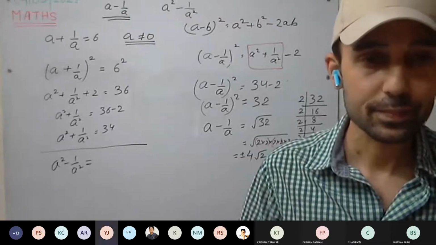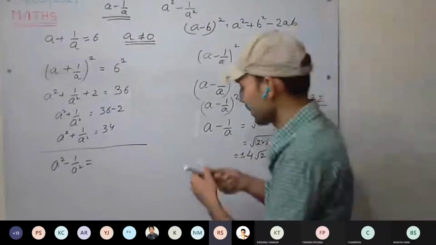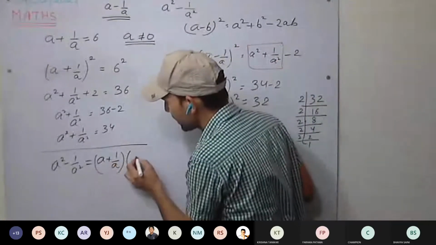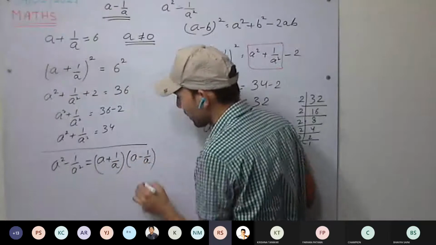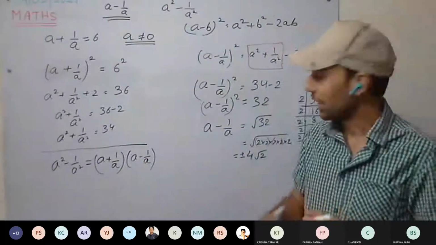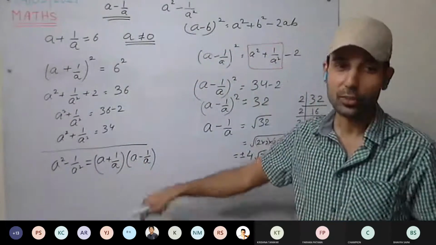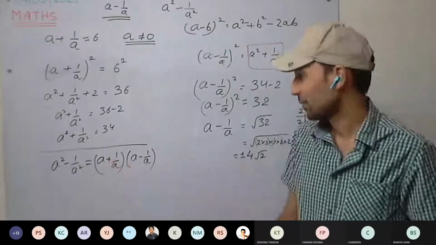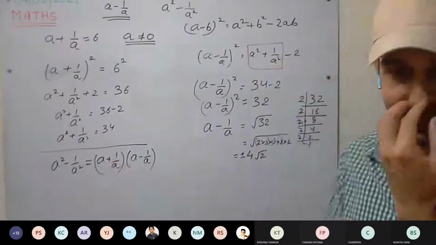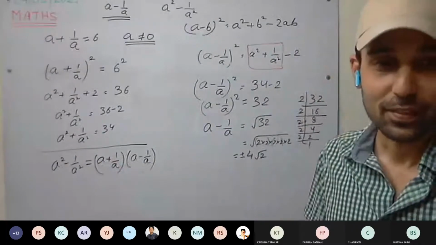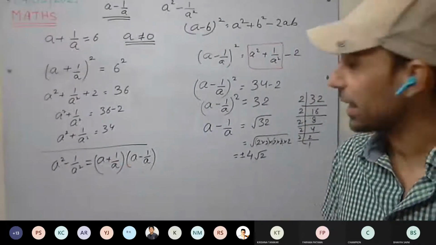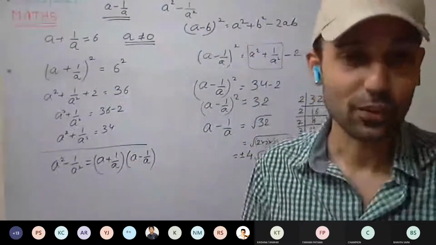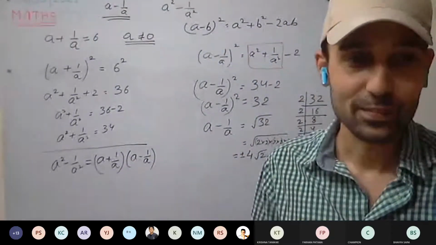A plus b into a minus b. A plus 1 upon a into a minus 1 upon a. Never forget this identity or it will create a lot of trouble. Always remember, this is the most liked one in expansions. And why do we like it most? Because it mostly solves most of our troubles.